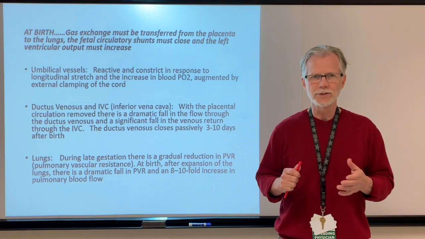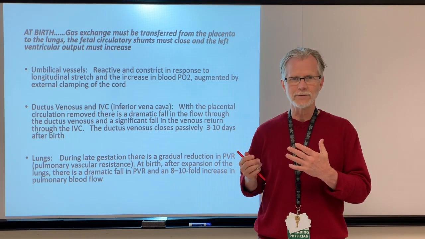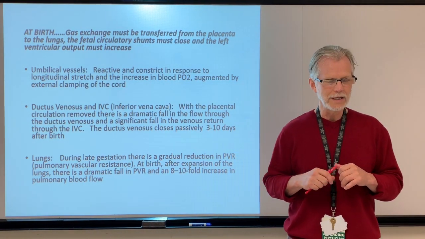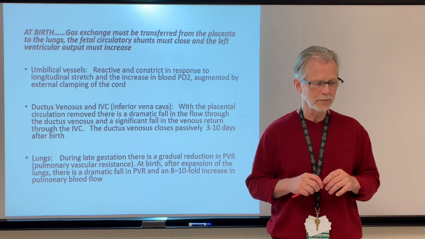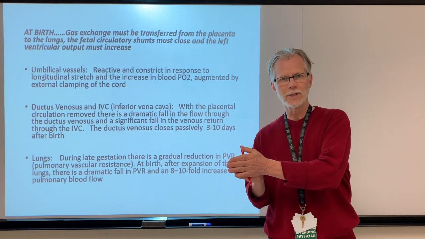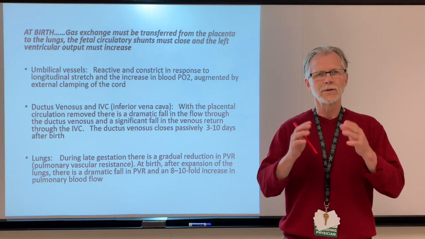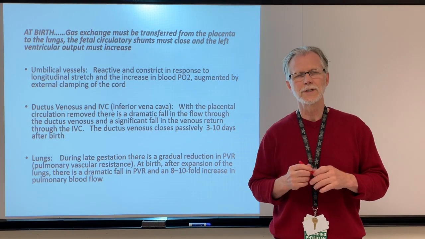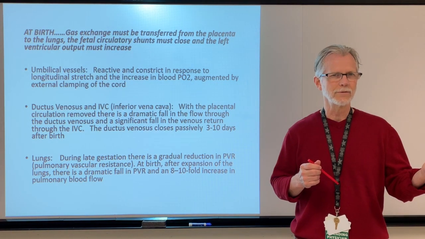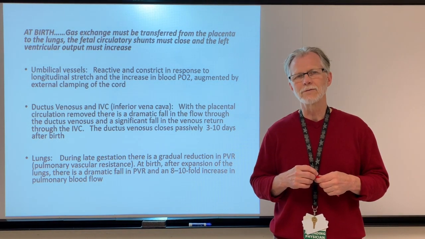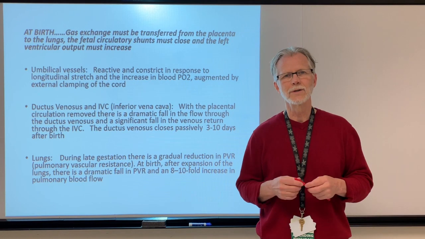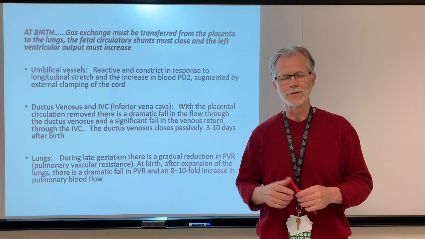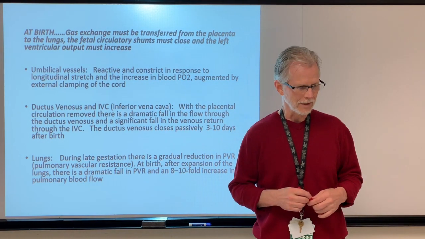Umbilical vessels change because they're reactive and they react in response to an increase in the blood PO2 augmented by the external clamping of the cord. The umbilical vessels I'm referring to are the two umbilical arteries and the umbilical vein. The umbilical vessels are, of course, unnecessary once the placenta is not the main gas, GI, renal organ of the fetus.